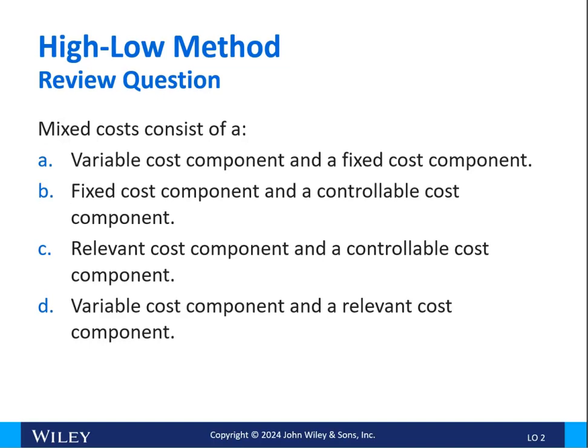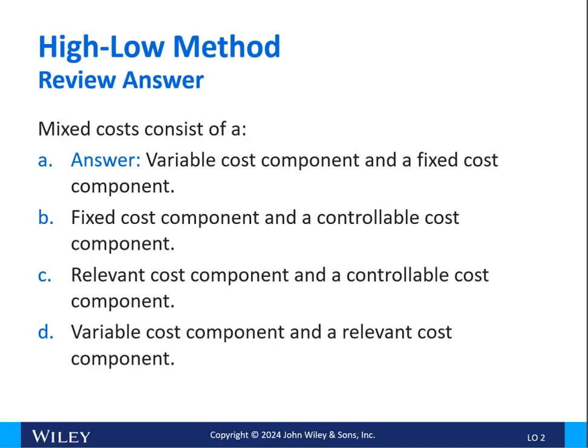Another review question. Mixed cost consists of A, a variable cost component and a fixed cost component, or B, a fixed cost component and a controllable cost component, C, relevant cost component and a controllable cost component, or D, variable cost component and a relevant cost component. The answer is A, a variable and a fixed component.